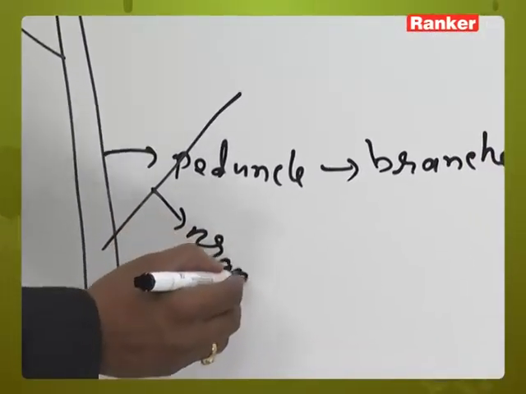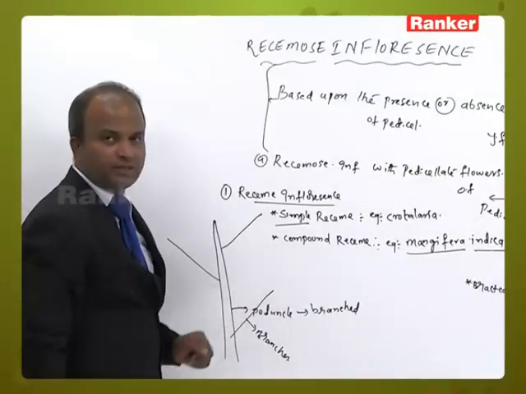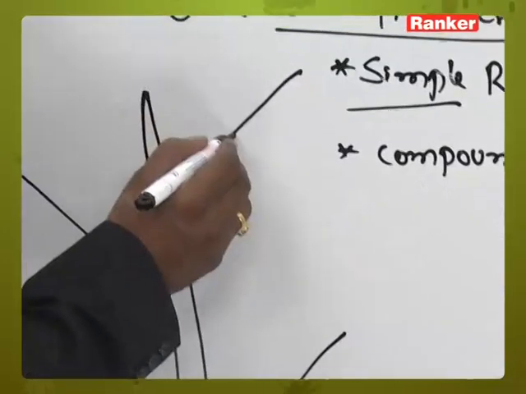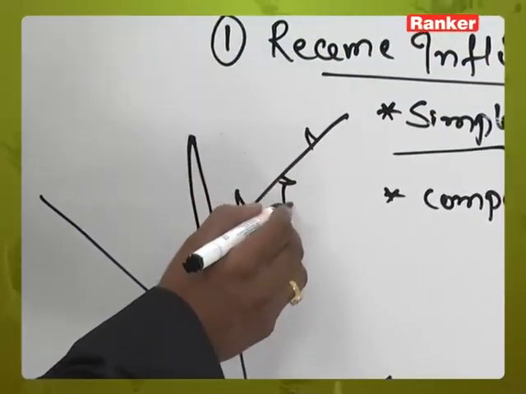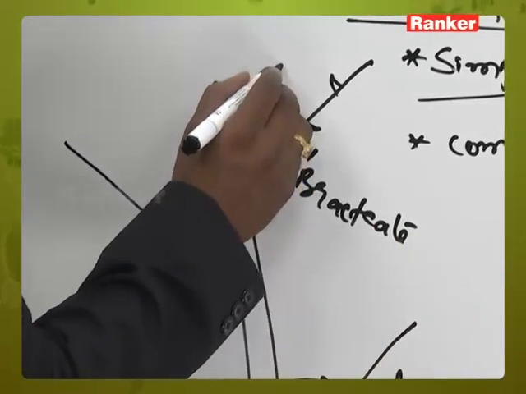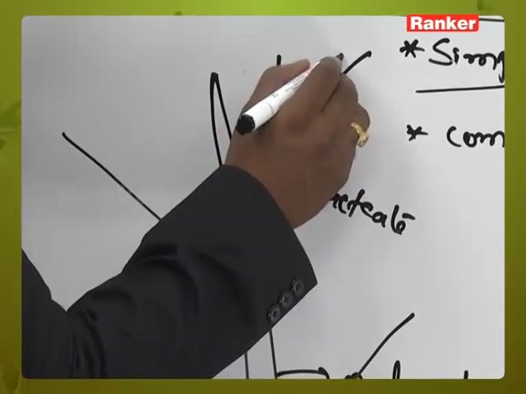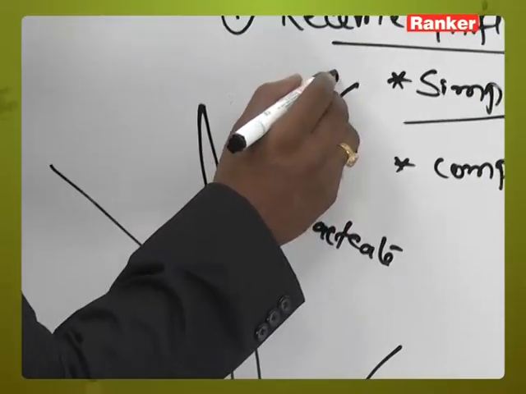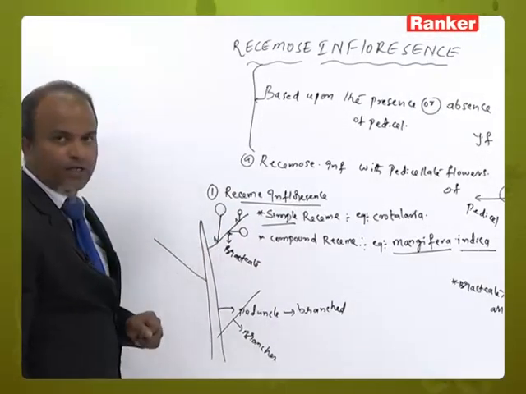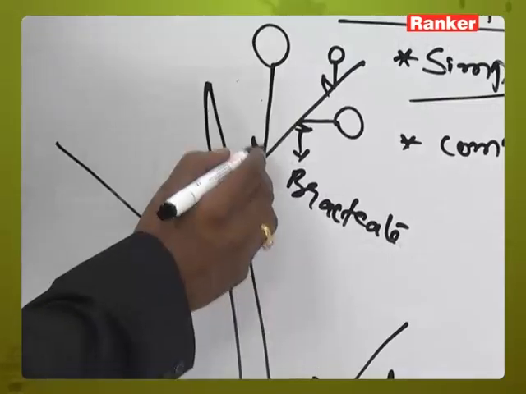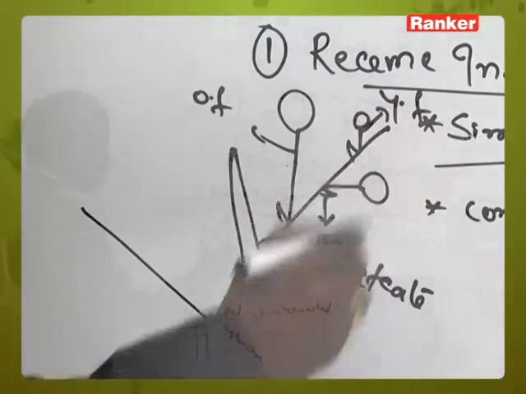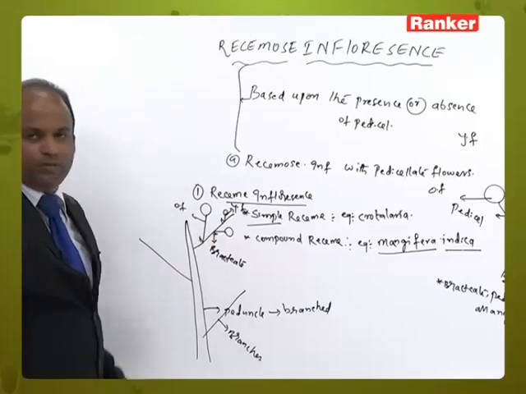Now, on these branches, how are the flowers arranged? On these branches, numerous bracteate, pedicellate flowers are arranged in acropetal manner. Why? Because the base of the branch shows older flowers, and the apex of the branch shows younger flowers. That means they are arranged in acropetal manner.